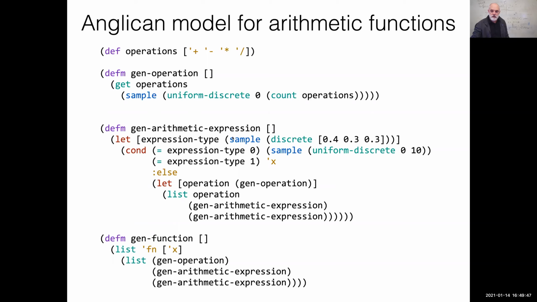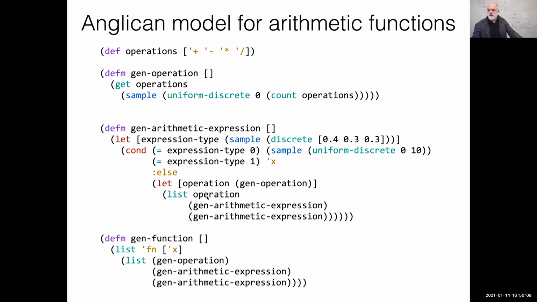If you want to generate an arithmetic expression, you can sample the expression type from some list, where if it's 0, then it's sampling a number from 0 to 1. If it's expression type 1, you get the symbol x. Otherwise, you pick an operation and then you construct a list object. Again, this is homoiconicity going on.